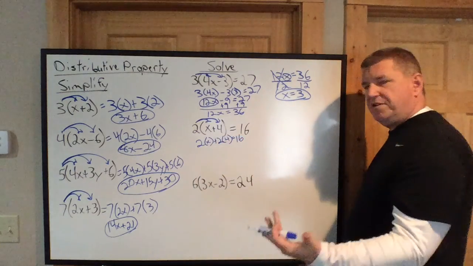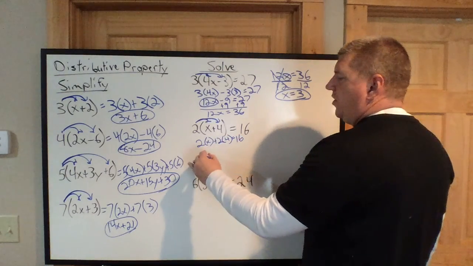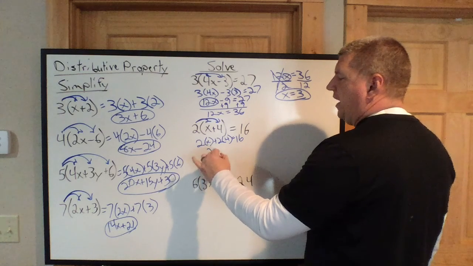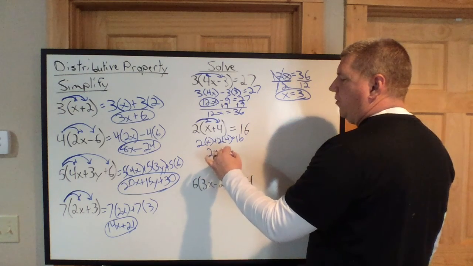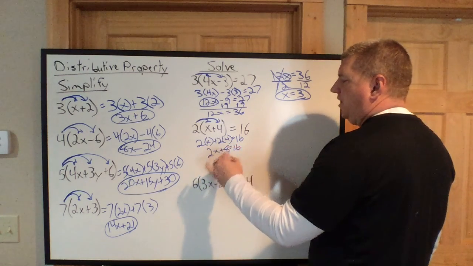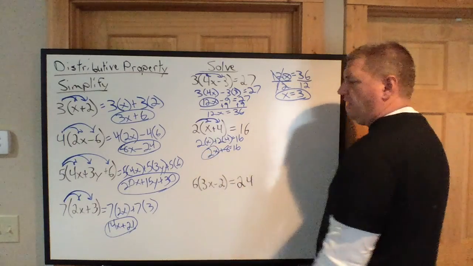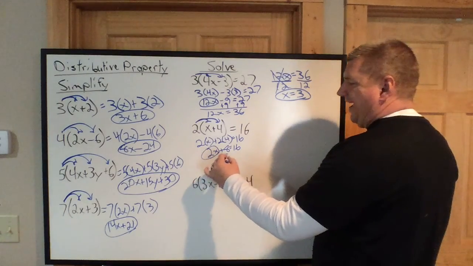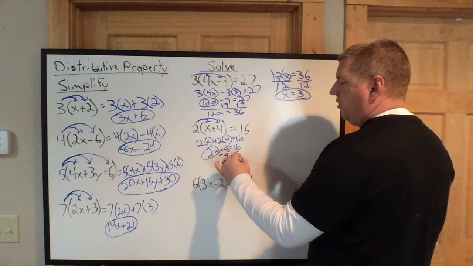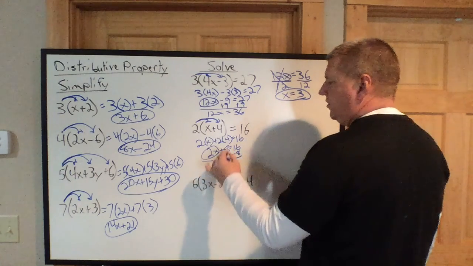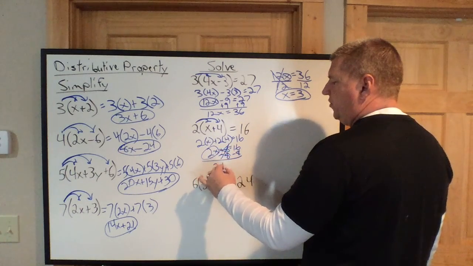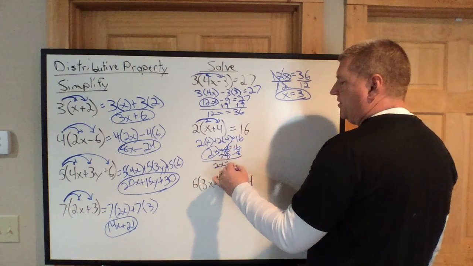That's there. Again, didn't touch the right-hand side, left it alone. So 2 times x is 2x plus 2 times 4, which is 8, equals 16. There's the term with the variable in it. So I have to subtract 8. Opposite function, same number. Those cancel. 2x equals 16 minus 8, which is 8.